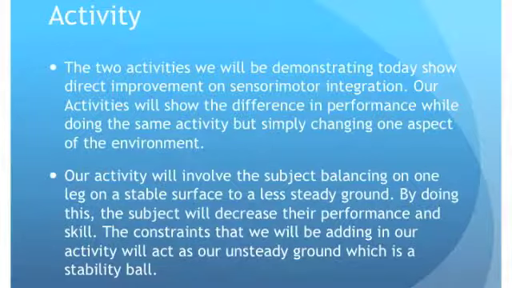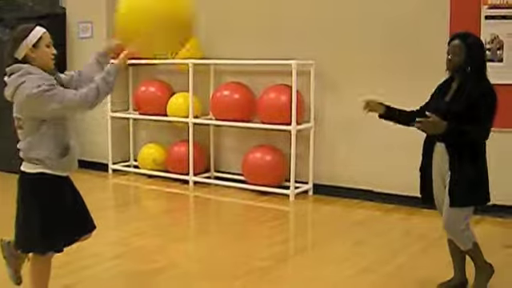The constraints that we will be adding in our activity will act as our unsteady ground, which is a stability ball. The activity is both subjects have to stand on one foot while throwing the ball back and forth. And we're showing here that there's no constraints present. We're just standing on a stable ground. Doing it.